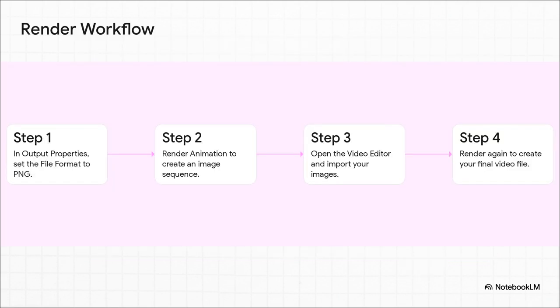Here's the workflow that will save you so much pain. In your settings, you tell Blender to export your animation as a series of PNG images, one picture for every frame. That way, if the render dies on frame 257, no big deal. You've still got the first 256 frames saved perfectly on your hard drive. Once all the images are done, you just pop open Blender's video editor, import that whole sequence of images, and then render that into your final video file. It's one extra step, but it is absolutely foolproof.